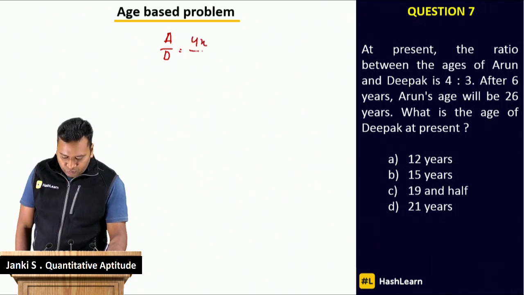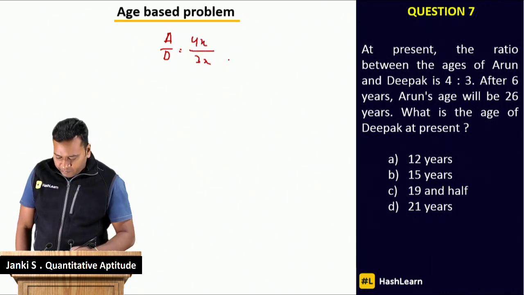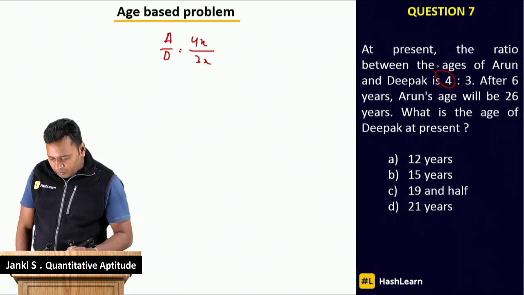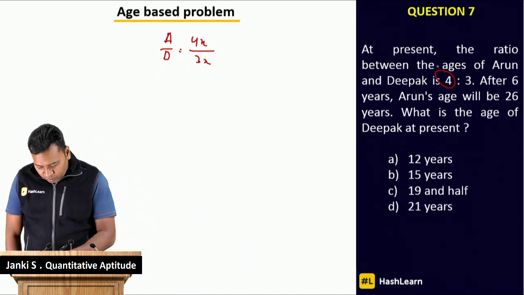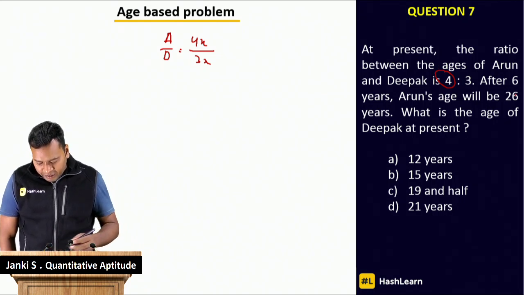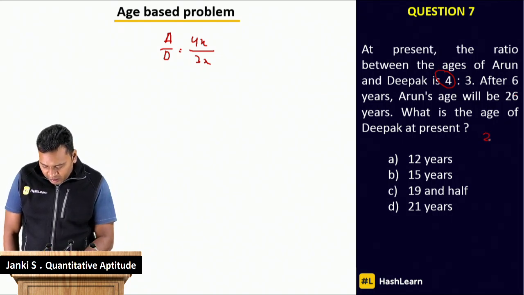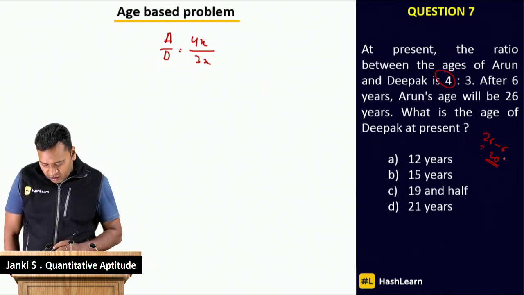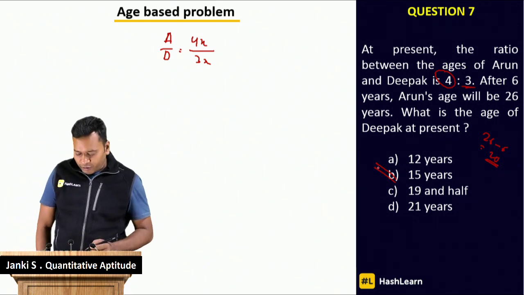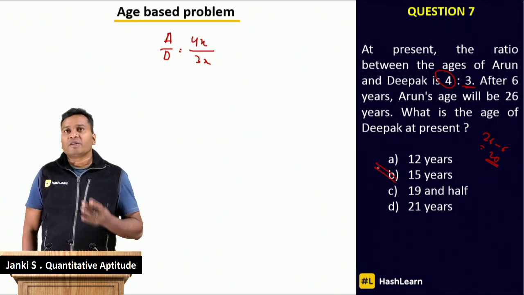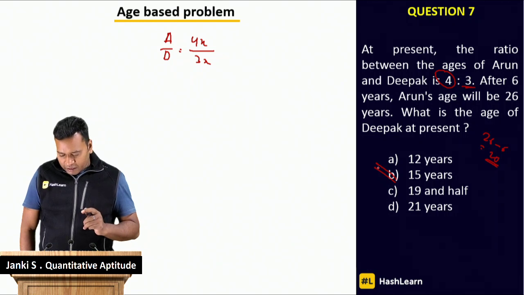So Arun's age, I'll mark A and D here. They are in the ratio of 4 is to 3, 4x and 3x, right? That means Arun's age should be a multiple of 4. After 6 years, it's nothing but 26. That means presently it has to be 26 minus 6, that's nothing but 20 in this case. And I know they are in the ratio of 4 is to 3. That means if this is 20, this has to be 15. So I can definitely go by the options to identify the relation here. That's the first thing which we can do in these cases.